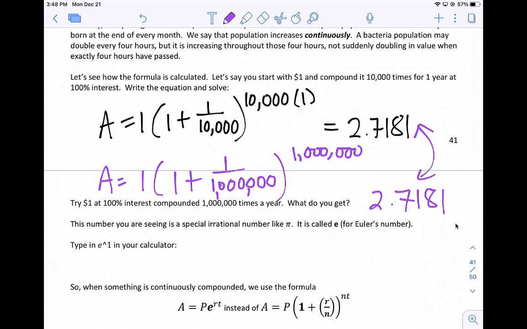This number that you're seeing is a special irrational number like pi. Irrational in that it doesn't have a fraction to represent it. There's no pattern to it, no repetition. It is called e for Euler's number, and he's the one who discovered it. And if we type this into our calculator, e to the first power, we're going to get that number. So 2.7181, and it keeps going like pi.